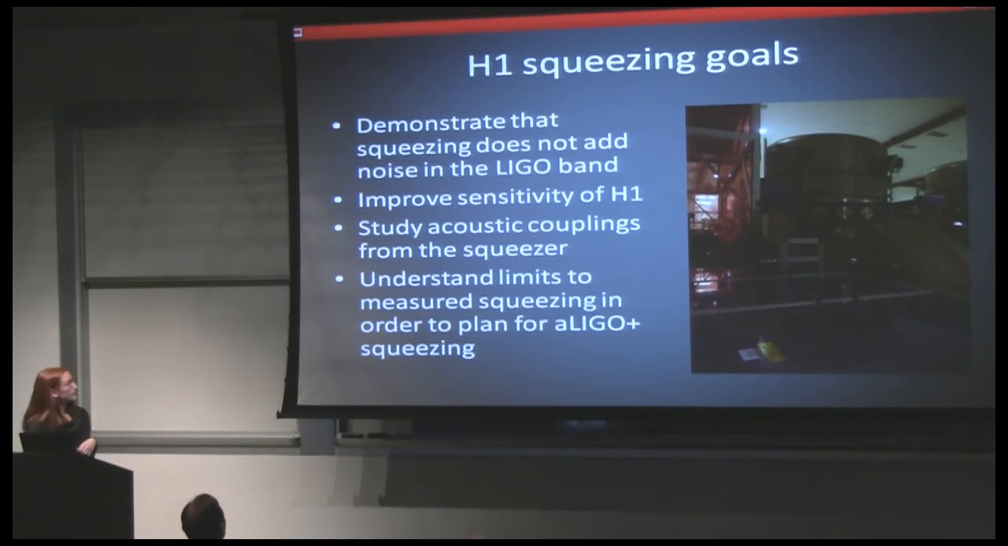Our goals at Hanford were to demonstrate that squeezing doesn't add any extra noise anywhere in the LIGO band. There have been experiments done at other interferometers like GEO. They've had squeezing. But we wanted to show that in a very sensitive interferometer, we can do squeezing without adding noise. Then, of course, we wanted to show that we could actually improve the sensitivity of the interferometer. We wanted to understand some of the potential noise couplings so that we could plan for an even more sensitive interferometer. And then we wanted to understand what was limiting the amount of squeezing we measured so that we could plan to measure more squeezing in the future.